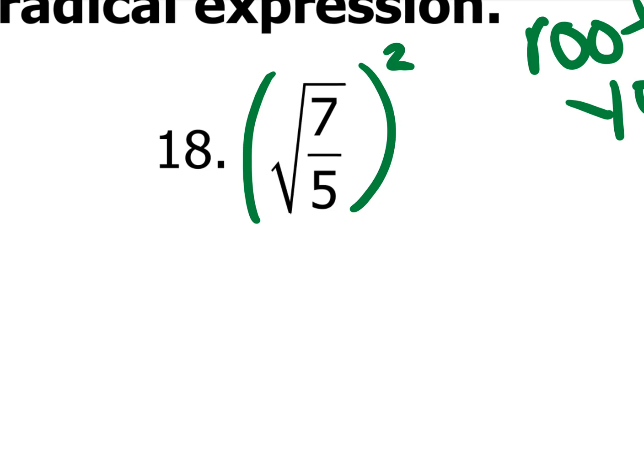Same thing on 18. On 18, we're going to square it because that's all it wants me to do. Now when it gets squared, the top and the bottom get squared, but they are both underneath the radical. So your radical is going to go away and you're just left with what's on the inside, which is 7 over 5.